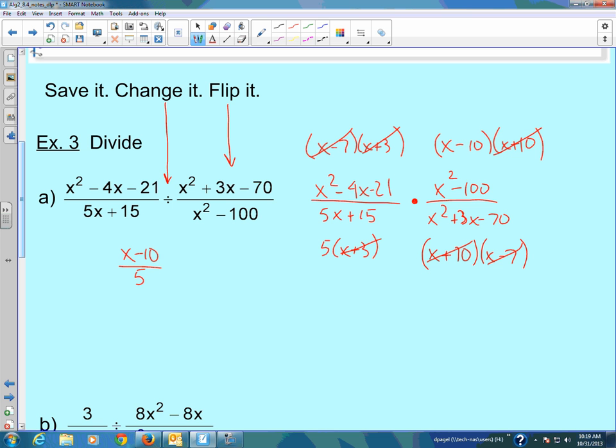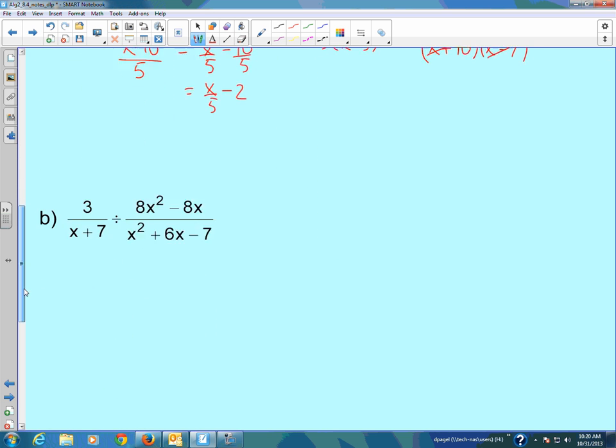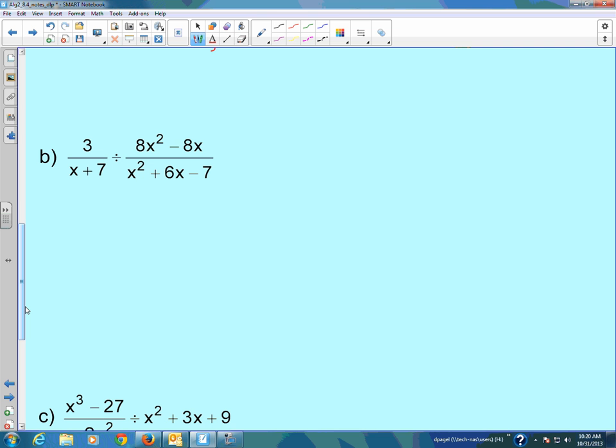Now anytime you have something divided by a single term, I could separate that into 2 fraction pieces, and this could become x over 5 minus 2. So those are equivalent, they are just a different way of representing it. All right, so we move on through this, and again practice our save it, change it, flip it.